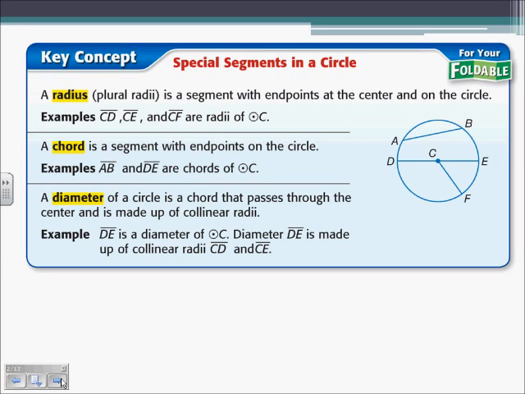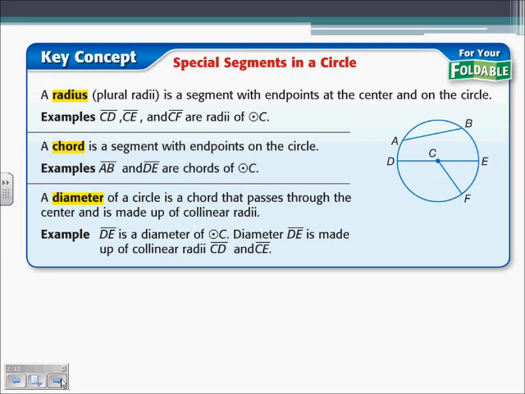So in our picture we have CD, CE, and CF all as radii because they start at the center and the other endpoint is on the circle. A chord is going to be a segment with endpoints on the circle, so both endpoints now are on the circle. So if we look, we have AB and DE, both fitting that definition.